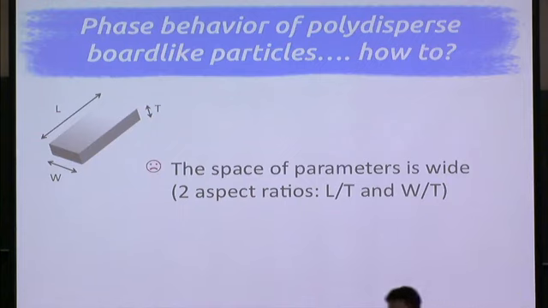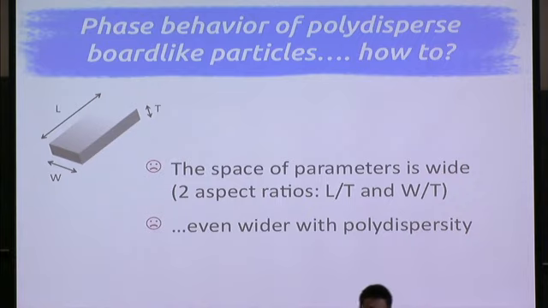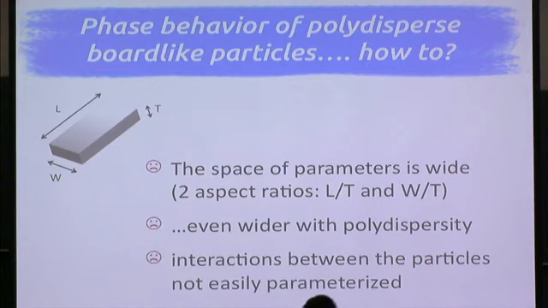And of course, things become even more complicated if we consider polydispersity, because it means considering different species with different dimensions. So therefore, a simulation approach to deal with the problem seems not really the easiest way to approach it. That's why we're going to use theory to investigate this phase diagram. But still, even using theory, the problem is that it's not easy to parameterize, to describe the interactions between board-like particles for arbitrary orientations in space.